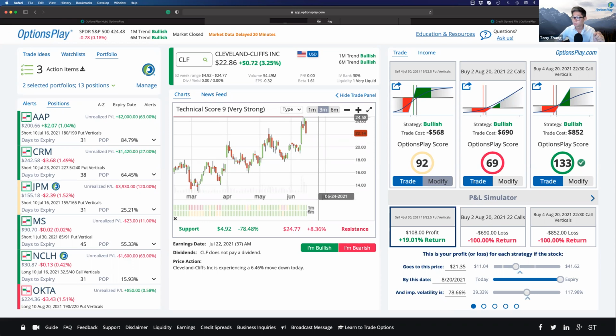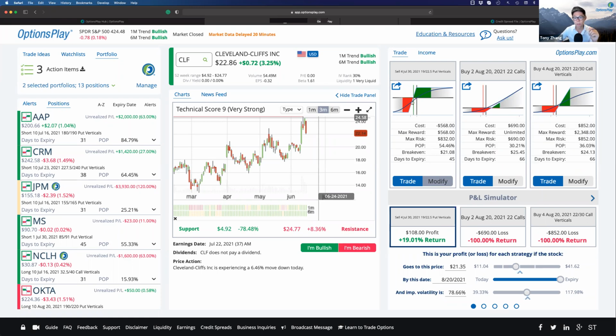Would a 50 delta imply a 50% chance of winning? No, the chance of winning is higher than 50 deltas because your chance of winning is better than the break-even point, not better than the short strike. So you have a 50% chance of expiring out of the money at a 50 delta, but you actually have a higher probability of winning because you just have to beat the break-even price.